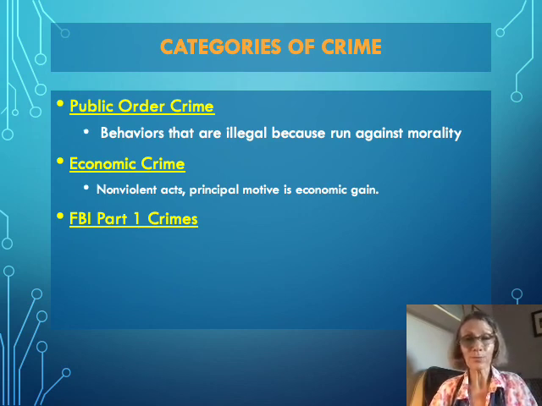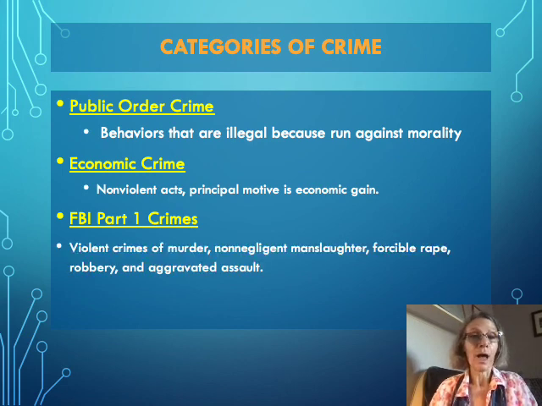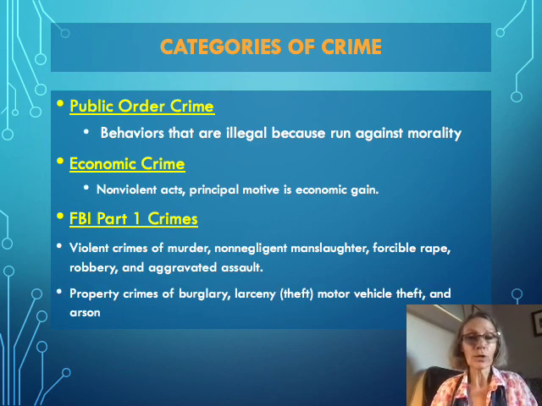The Uniform Crime Report is put out by the FBI. And so the Part 1 crimes are the violent crimes of murder, non-negligent manslaughter, forcible rape, robbery, and aggravated assault, violent crimes. But they also include the property crimes of burglary, larceny, motor vehicle theft, and arson. So if you hear the reference to an increase in Part 1 crimes, that is what they're referring to.